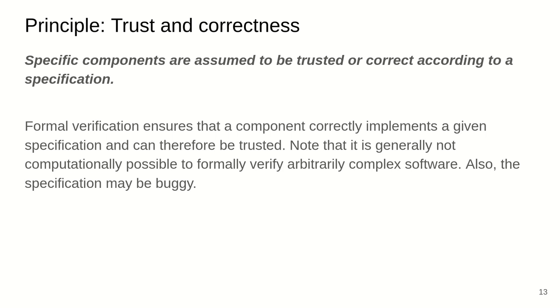It's generally not computationally possible to formally verify arbitrarily complex software. So for example, verifying an operating system of about 10,000 lines of code took 10 to 20 person-years to actually verify it and ensure its correctness. So 20 person-years to check and verify one single simple operating system. Also, the specification may be buggy or may be limited, right? So a formal verification can only be as good as the underlying specification.